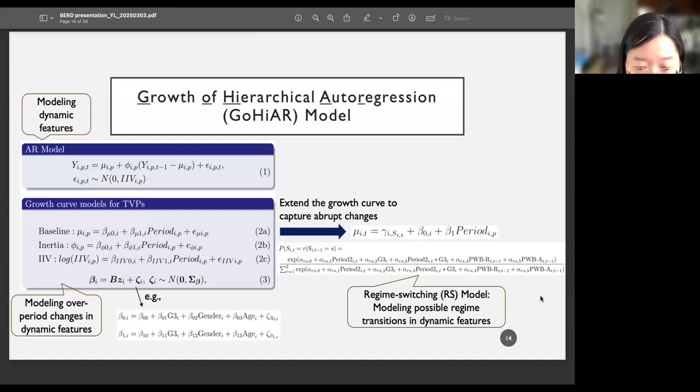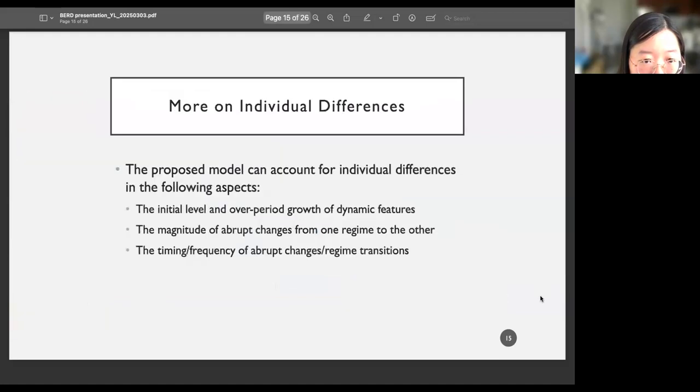So with this model, we can answer basically all the questions I have talked about in the previous slides, like the change of dynamic features and individual differences in these changes, both over-period change and also abrupt change. And in the next slides, I want to talk more about the individual differences this model can capture.